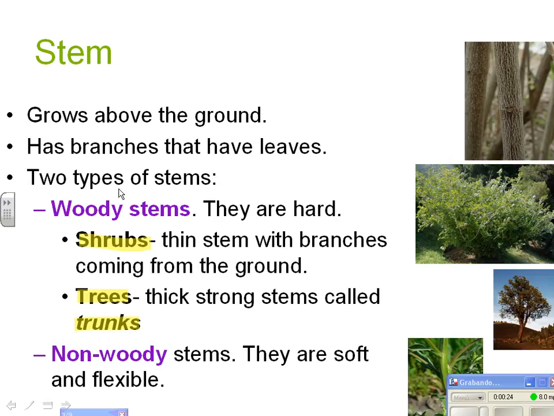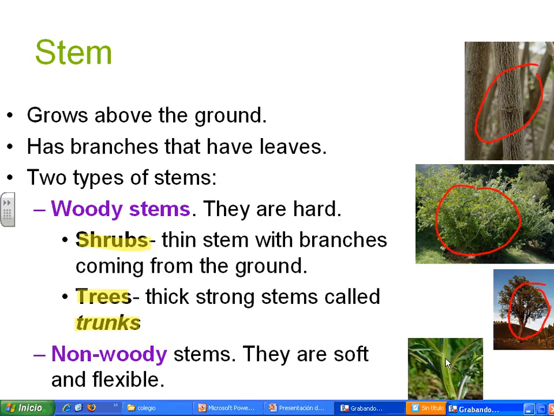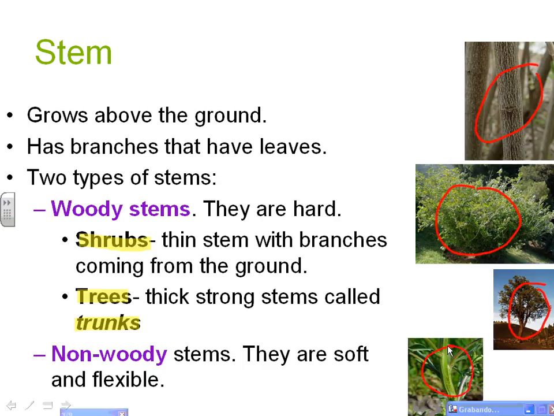Stem. The stem grows above the ground, has branches that have leaves, and there are two types of stems: woody stems, which are hard. Two types of woody stems are the shrub, which has a thin stem with branches coming from the ground, and trees, which have a thick, strong stem called a trunk. There are also non-woody stems. They are soft and flexible.